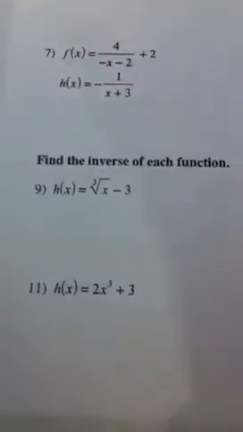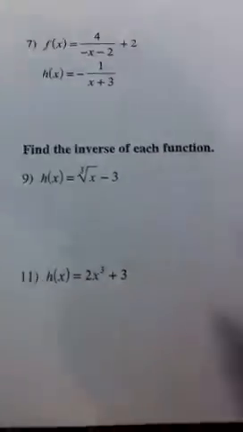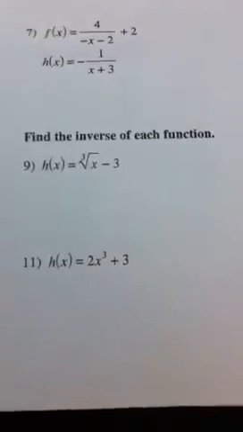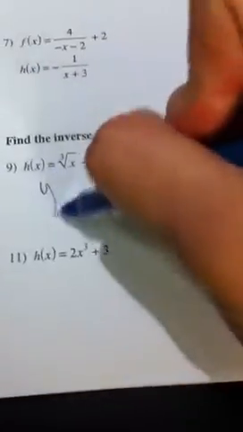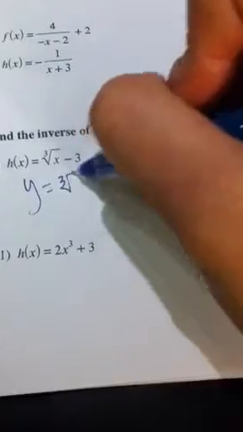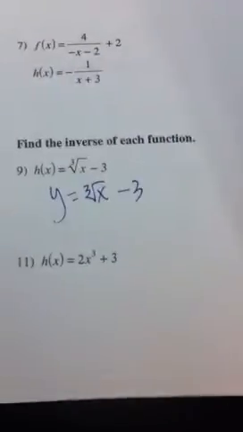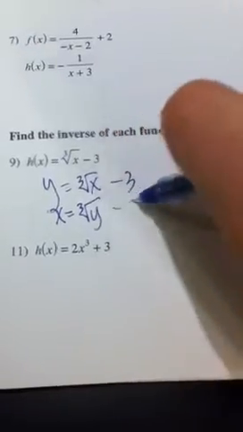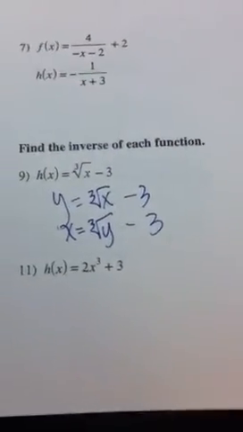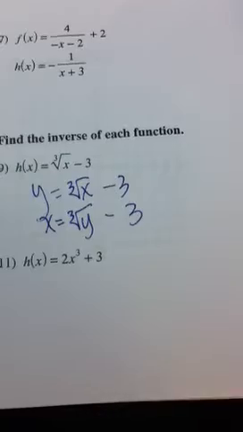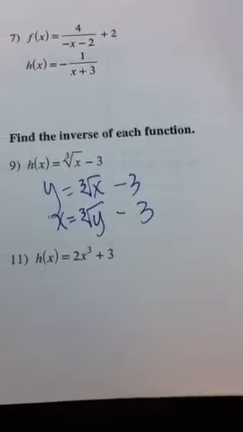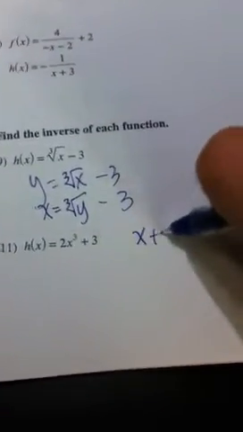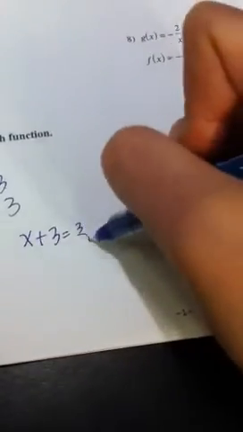Find the inverse. Remember what you do. You first write the left-hand side as a y. So for number 9, I would have y equals the third root of x minus 3. Then you switch the x and the y, and you get that. And then you solve for y. So in this case, I'm going to first add 3 to both sides. So I get x plus 3 equals the third root of y.